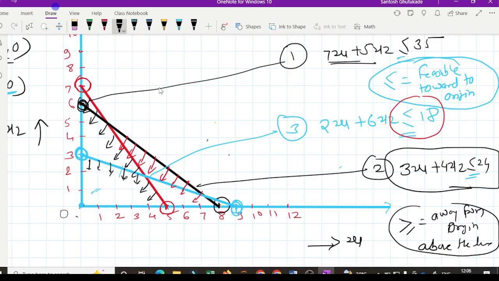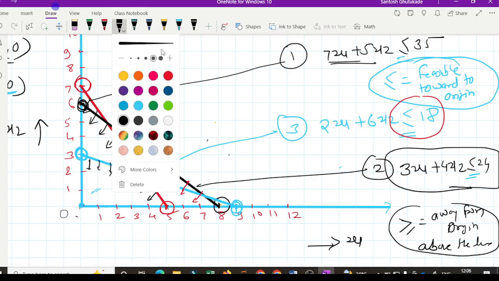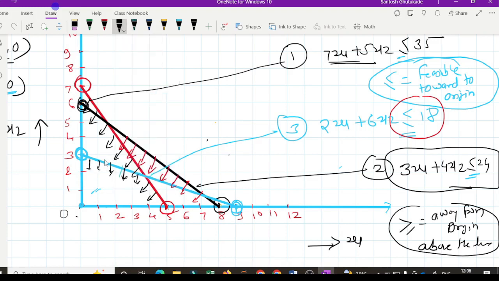So the minimum common region which is covered by all the lines is the common feasible region. We can shade this area. This area is the common feasible region covered by all the lines. Equation number 3's line is here, and below that this area is covered by all the lines. So this is the feasible region.